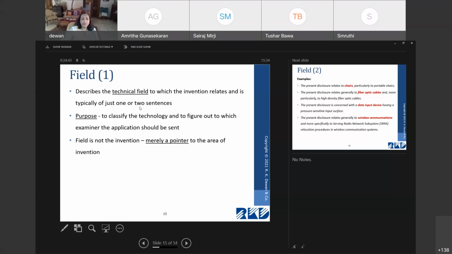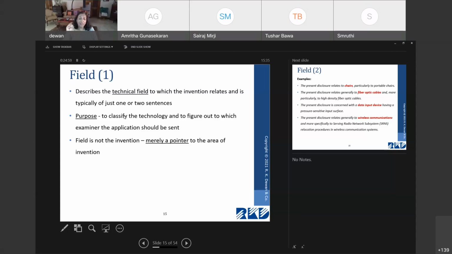Now, this is a very important part of understanding the field, because in my experience, I've seen a lot of people in the field itself want to disclose the inventive feature of the technology. That is not required.